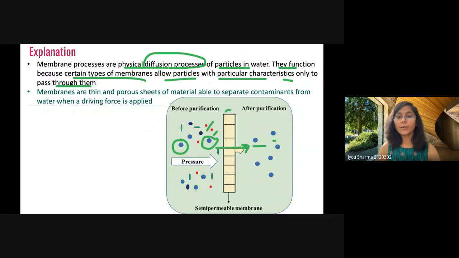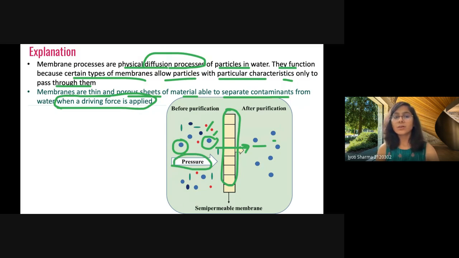Based on what type of material we are using in that membrane, we will have the permeability of a particular type of particle. Then membranes are thin and porous sheets of material able to separate contaminants from water when a driving force is applied. This is also important. Here we are giving the pressure, so this is your driving force. We should have some driving force. It may be pressure, it may be the concentration gradient.